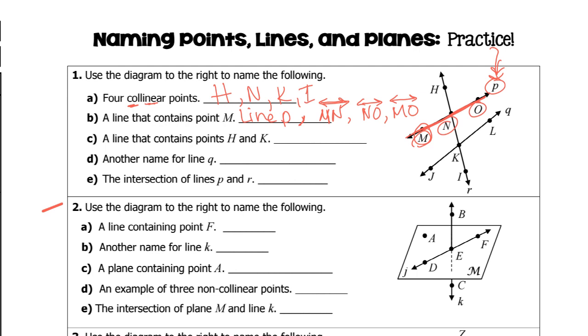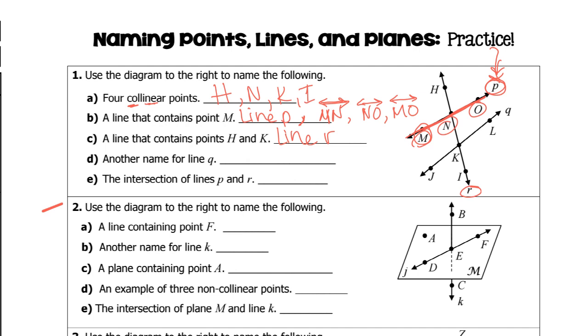Although I would choose the easiest way if there's already a letter in lower script and it's already named the line, then that's probably the easiest way to go about it. Part C wanted a line that contains H and K, so I named it line R. That R represents that line.